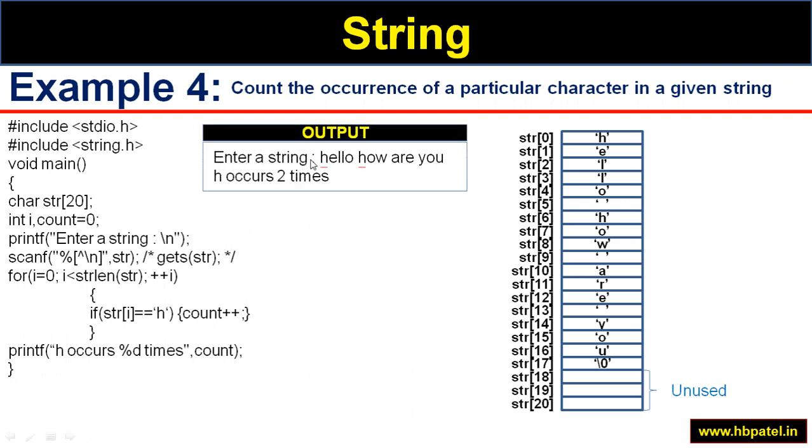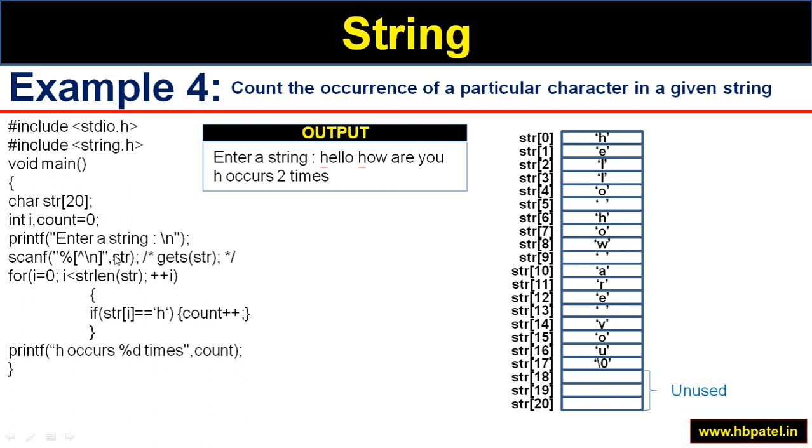So enter a string, let's say hello, how are you? And this is occurrence, means if I want to find out a specific character, how many times it is occurring in the string. So if it is H, how many times is H occurring? So H occurs 2 times. H, H. So I am comparing H over here. You can have any character over here, or you can even read this character from keyboard and check. For the sake of simplicity I have taken H, but you can take any character.